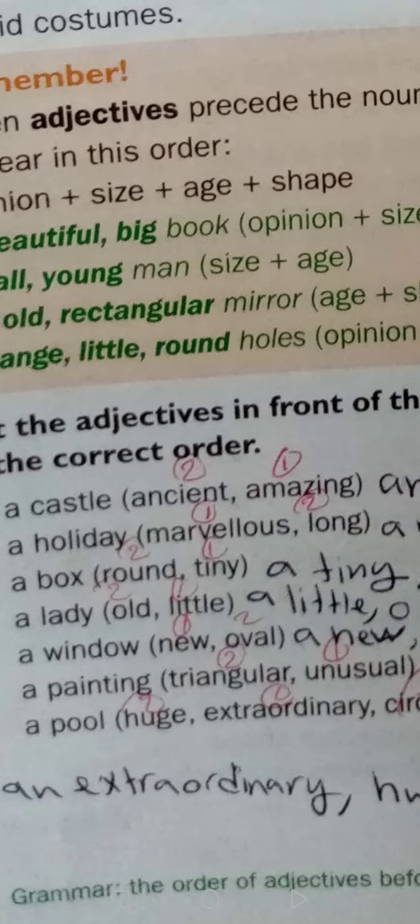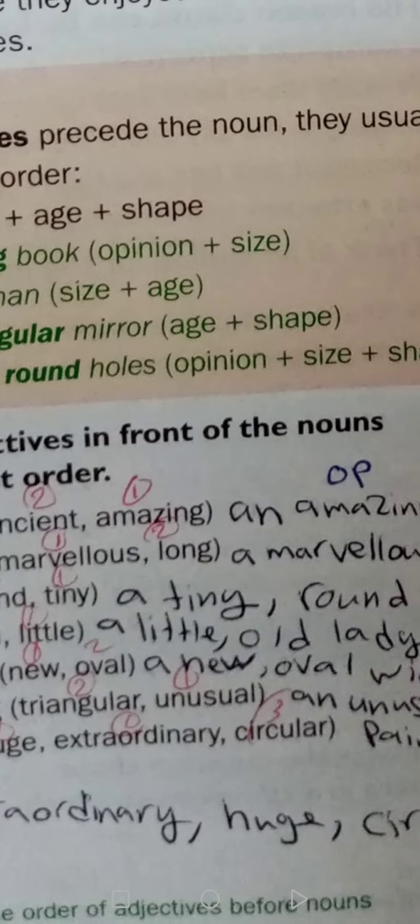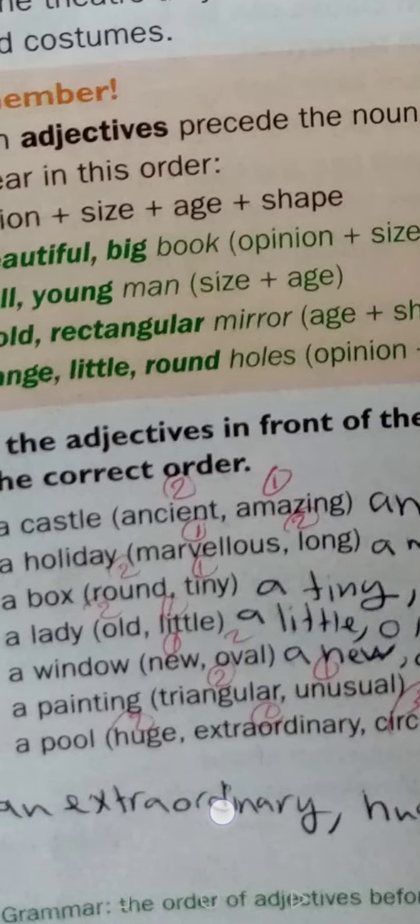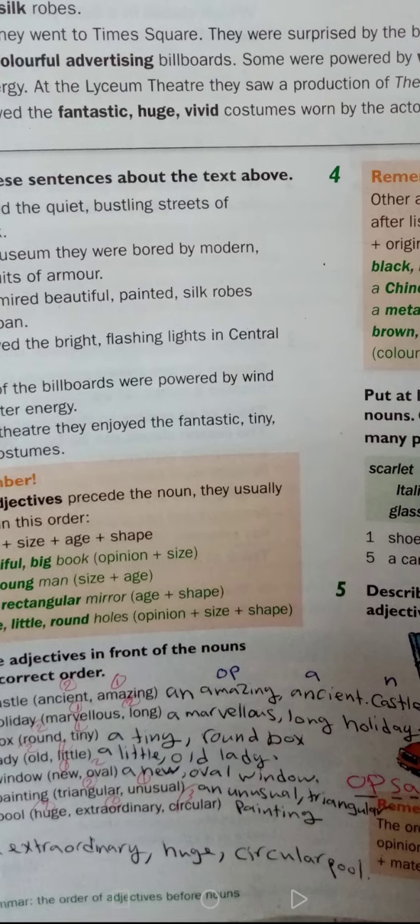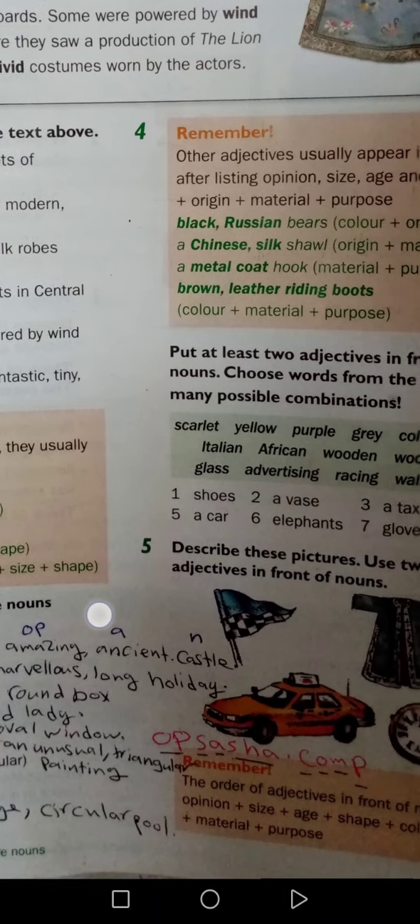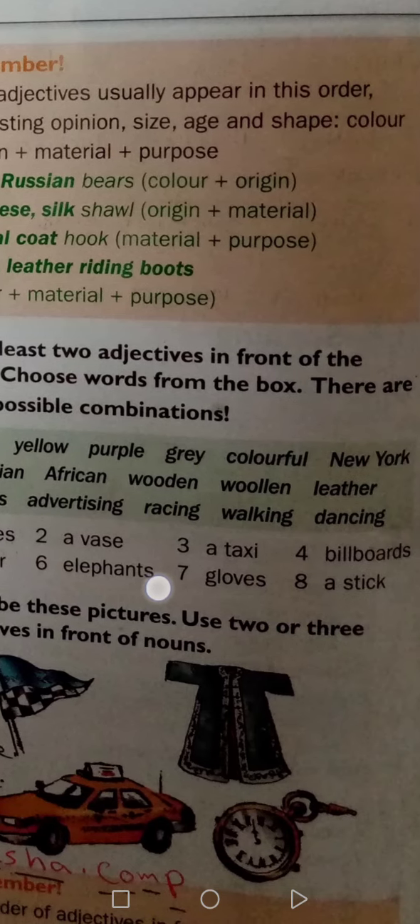عنا كلمة triangular اللي هو المثلث وعنا كمان unusual اللي هو معناها غير اعتيادي. Unusual is opinion اللي هو رأي, and triangular is a shape. فبلش بالopinion, an unusual triangular painting. Okay, that's it. هاي هيك ترتيب الصفات.